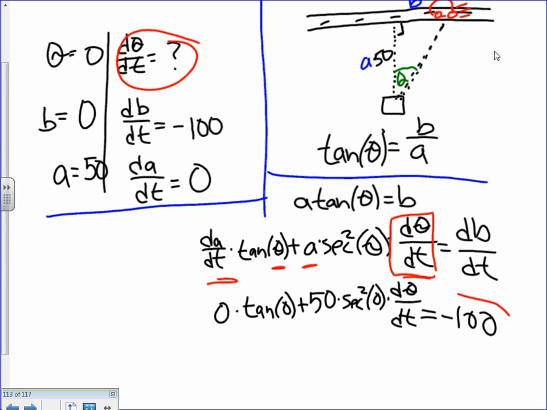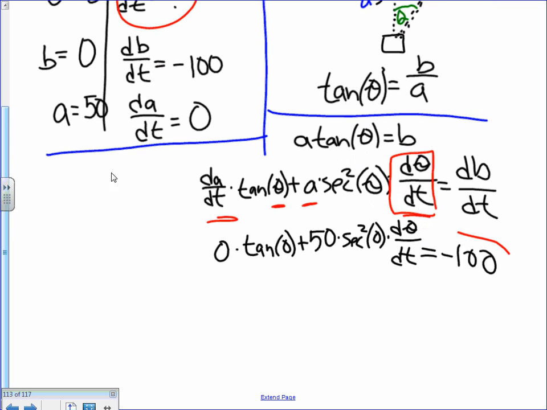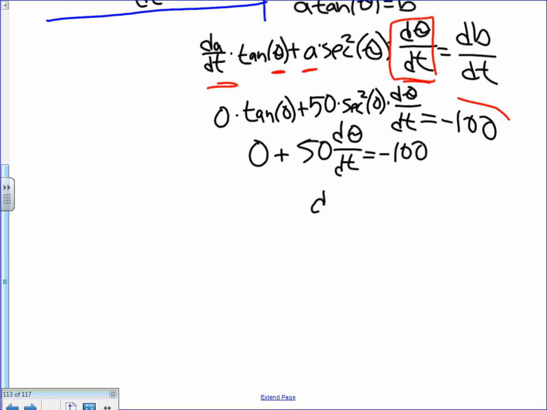Oh, my handwriting is getting bad down there. I need to scroll down. Okay, so I'm simplifying. Tangent of 0 is 0. So this is all 0. Plus 50 times secant squared of 0, which is 1. So this is 50 d theta dt equals negative 100. And then I'm going to divide by the 50. I'm going to get d theta dt equals negative 2 radians per minute.